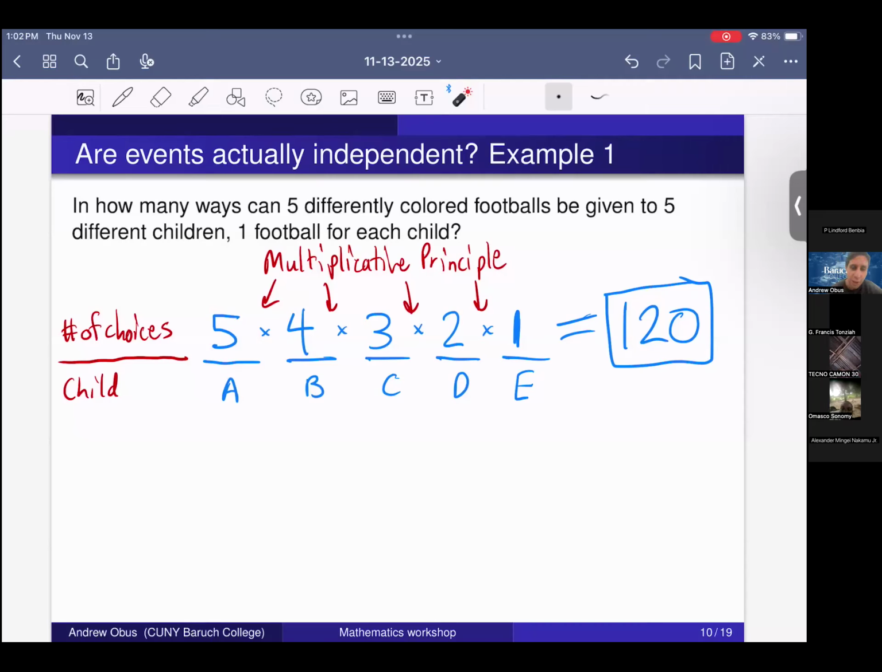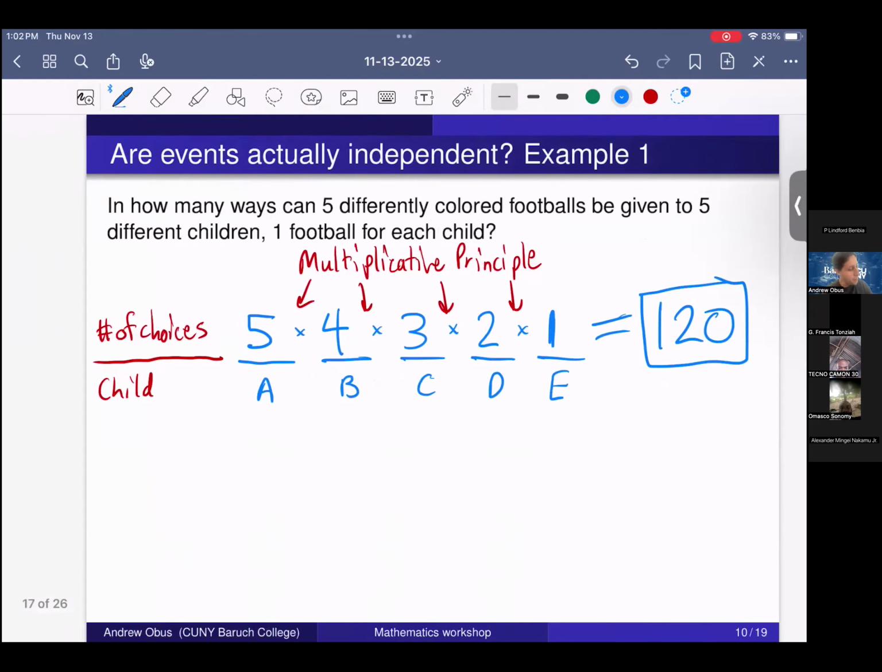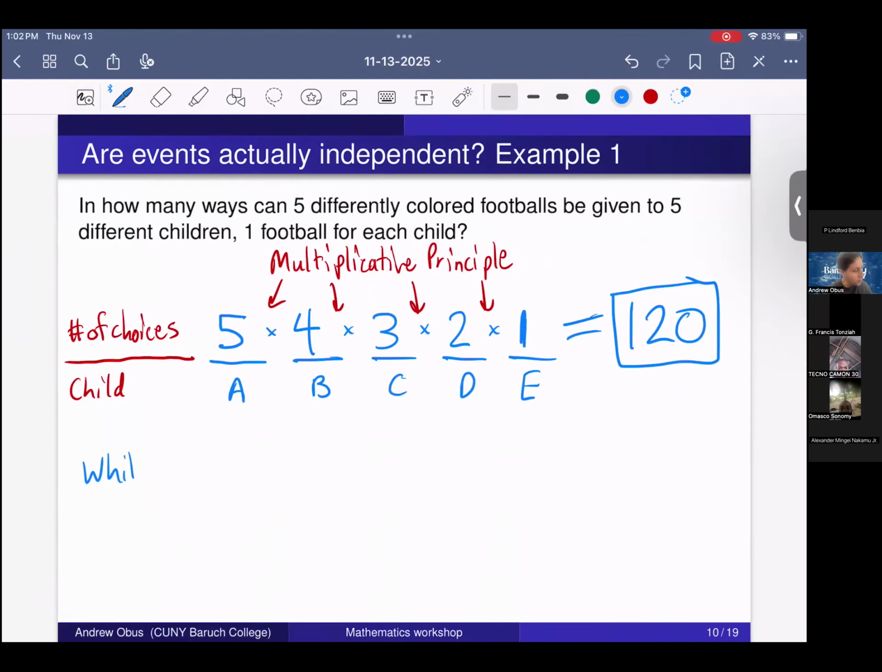They seem to depend on each other. And for the answer, we need to go back to what we said over here, which is that what does independent mean? It means that the number of choices at each step is not affected by any particular choices made at the previous step. So let's say my footballs are, I'll just give 5 colors: white, green, yellow, blue, and black. Okay, so let's say these are my 5 footballs.